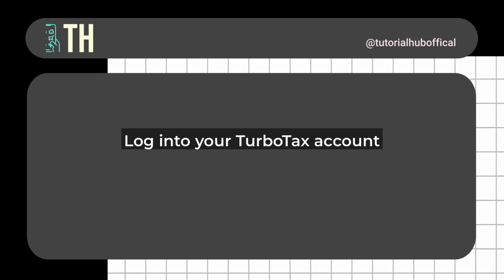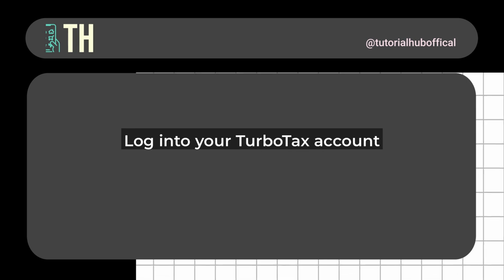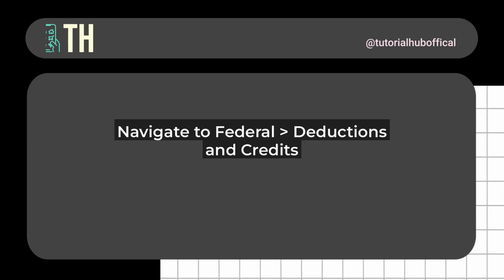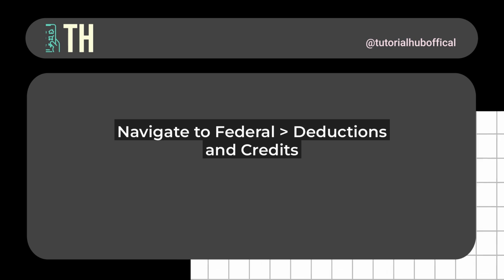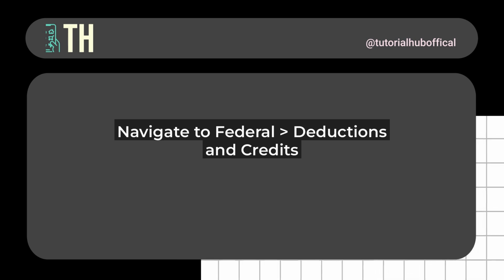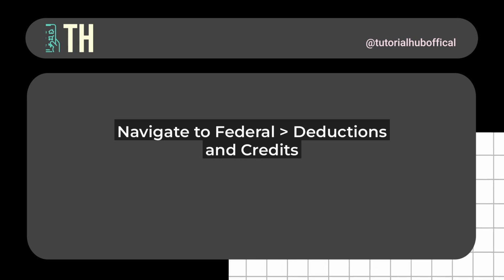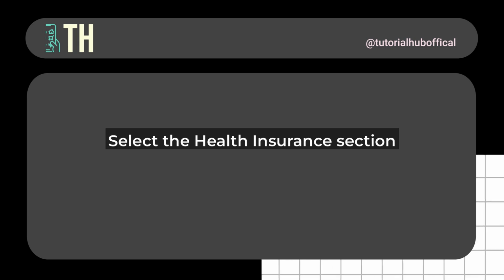To get started, gather your 1095A form. It's usually mailed to you or available online. Now, log into your TurboTax account. If you're new, sign up and begin a new return for 2025. Once you're in, head to the Federal section, then click on Deductions and Credits. Look for the Health Insurance or Marketplace Health Insurance option. It might be under a submenu.